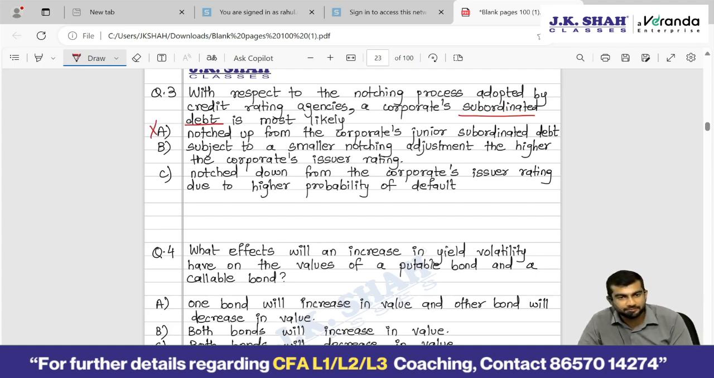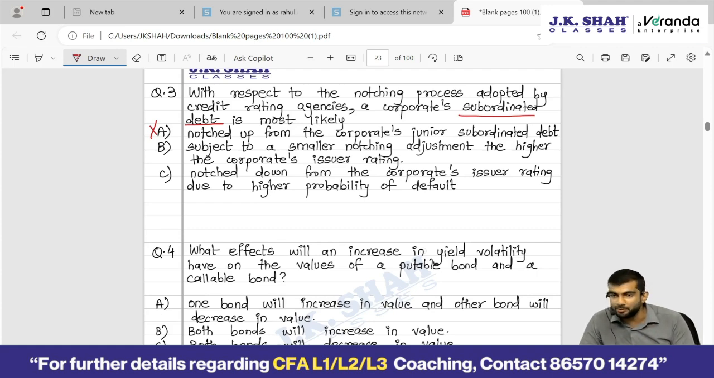So A is wrong. And remember one thing, as a credit rating agency, if for example I am giving an issuer rating, I am rating the entire corporate. So it will be considered as if I am rating a senior unsecured bond.